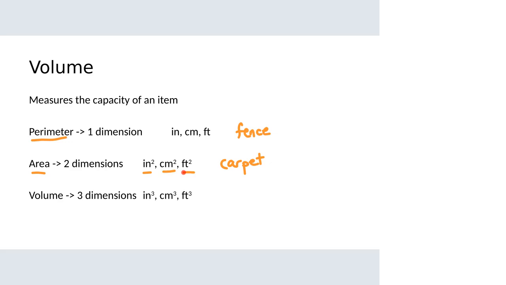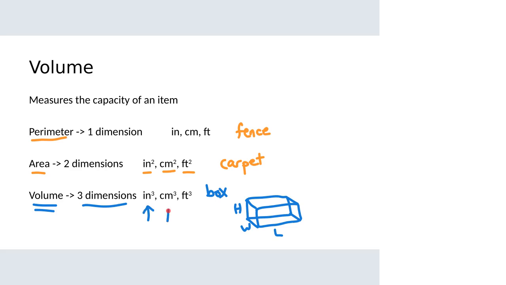What we're going to do as we move to volume is add a third dimension. Now, instead of just walking around a fence or putting a carpet on a floor, we're going to have not just length and width, but also height. Now we're going to be talking about, say, a box. How much stuff can you fit inside the box? What is the volume of that box? Because we have 3 dimensions, length, width, and height, now we're going to be talking about cubic inches or cubic centimeters or cubic feet.